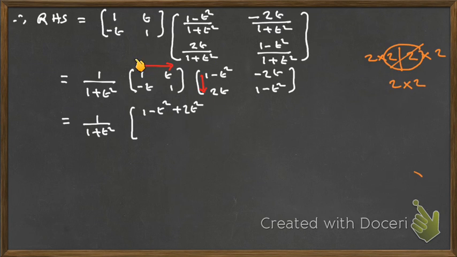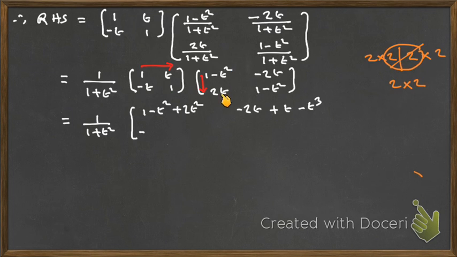So first row with the first column, 1 into 1 minus t square, 1 minus t square, plus t into 2t is 2t square. That's first row into the first column. Now the first row into the second column. So 1 into minus 2t is minus 2t plus t into 1 minus t square. So I need to multiply both the terms with t. So t into 1 is t and t into minus t square is minus t cubed. So that's the first row into the first column and first row into the second column.